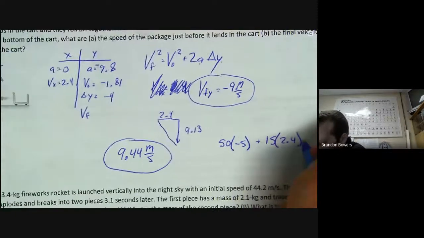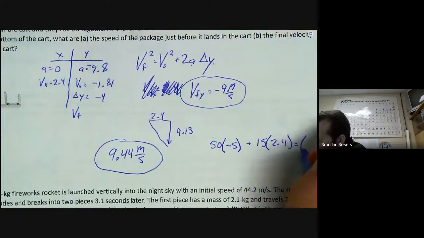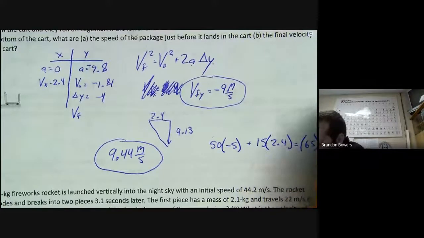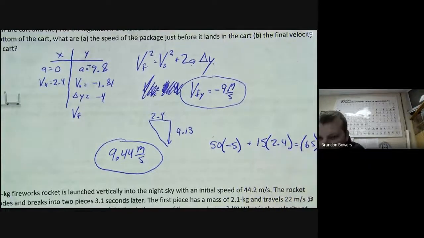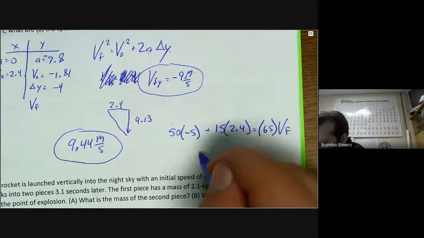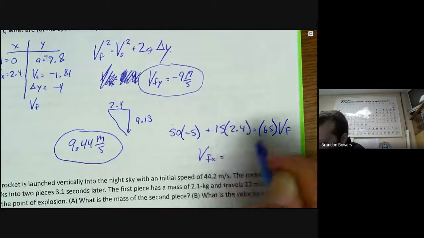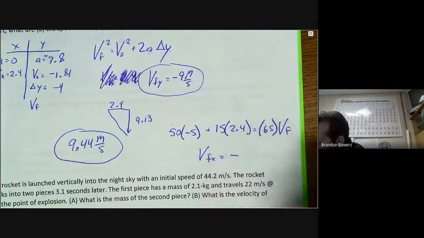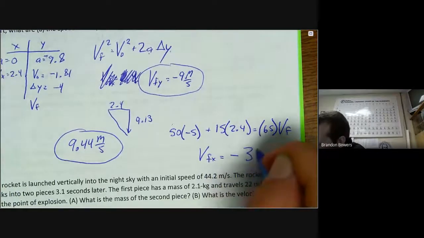Caitlin Leonard. X is equal to the combined masses, 65, times velocity final. The velocity final in the x direction, in this case, is negative 3 meters per second.